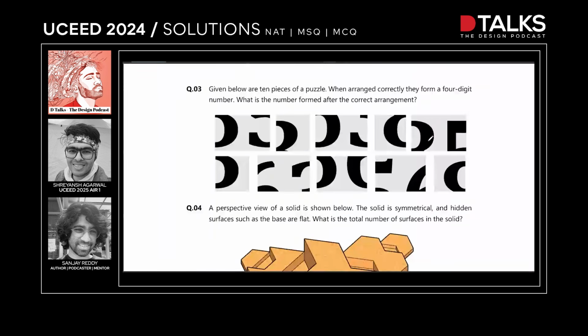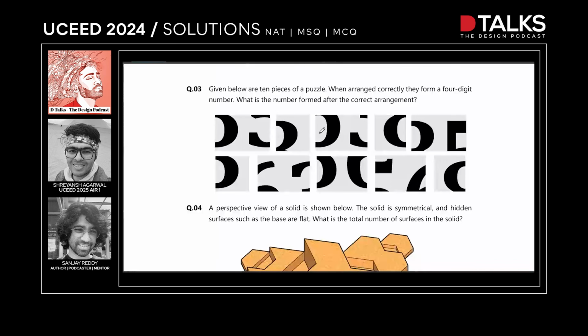Question number 3. Given below are 10 pieces of a puzzle. When arranged correctly, they form a 4-digit number. What is the number formed after the correct arrangement? All right, so same thing as before. I use the same trick.